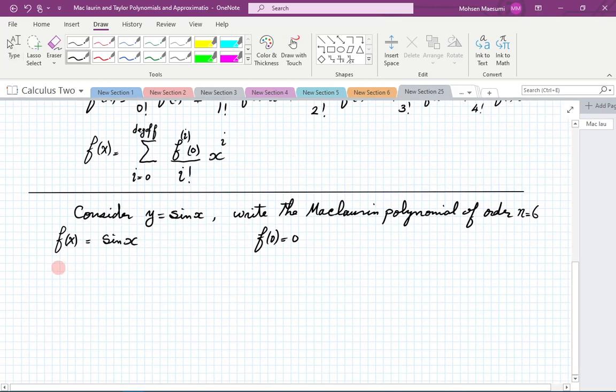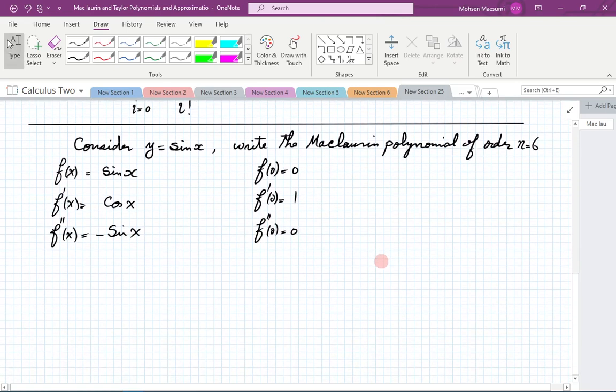So I'm going to take the derivative of this. The derivative of sine is of course cosine. Cosine at 0 is 1. Next derivative: what's the derivative of cosine? We need to know how to differentiate very quickly and accurately. This is going to be minus sine of x, and sine at 0 is 0.